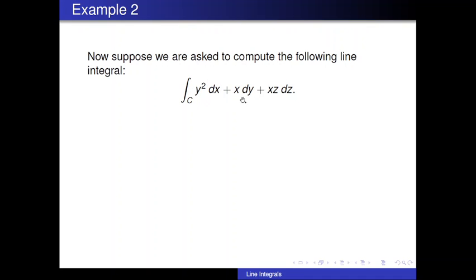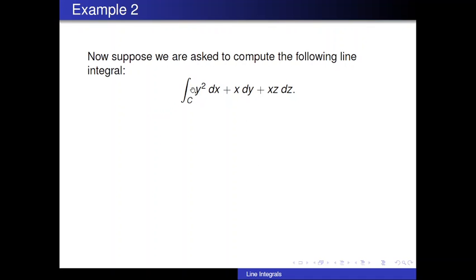This y squared, x, and xz, they're not informed by anything else in the problem. There's some new thing that you might be handed. So we still have this same curve C, which is that straight line segment, and we're asked to compute some line integral that looks as follows.